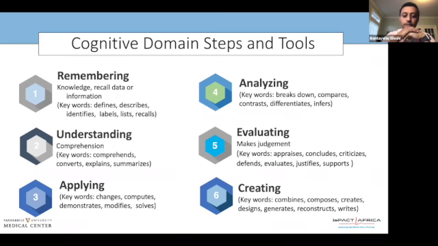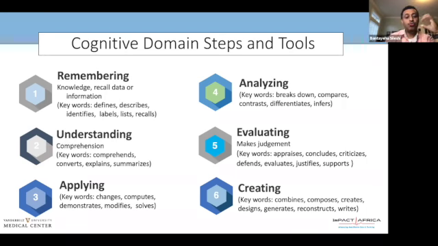And then lastly, the highest level of learning in the cognitive domain would be creating. So this is someone who has the ability to take all the information they have and do further research or reading and training and be able to create something new. Some keywords used for creating would be someone can combine, someone can compose, someone can create, someone can design, someone can generate, someone can reconstruct, or someone writes.